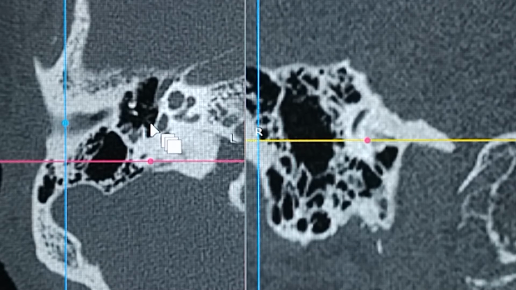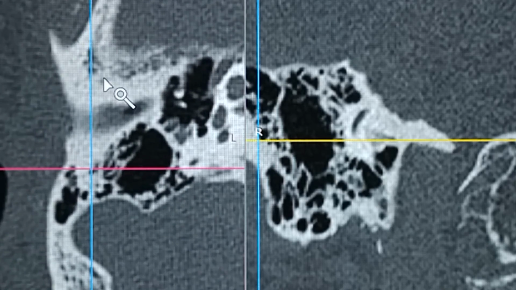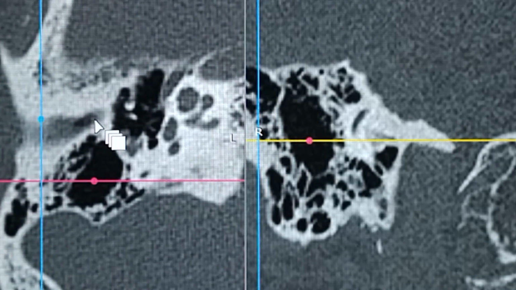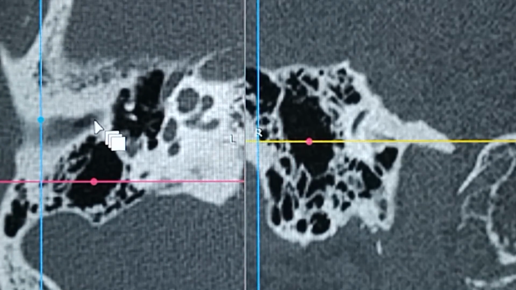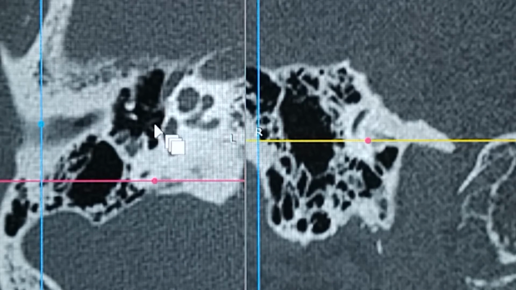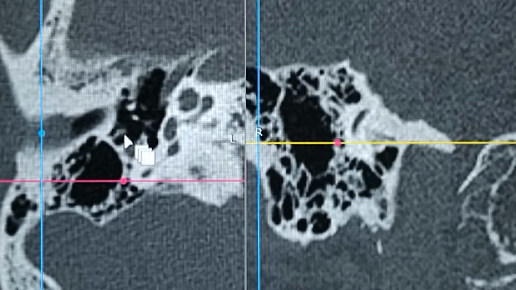Okay, once you see the stapes is there in its location, let me just zoom this for you again. Now the trick here is to directly go and find the stapes superstructure. Once you find the stapes superstructure, you can see a very faint shadow over here. That's the pyramidal eminence, and you can see the W shape right there. That's the W shape right there.